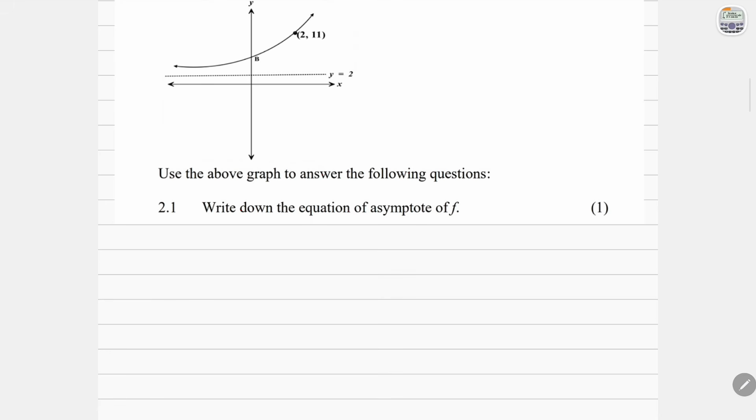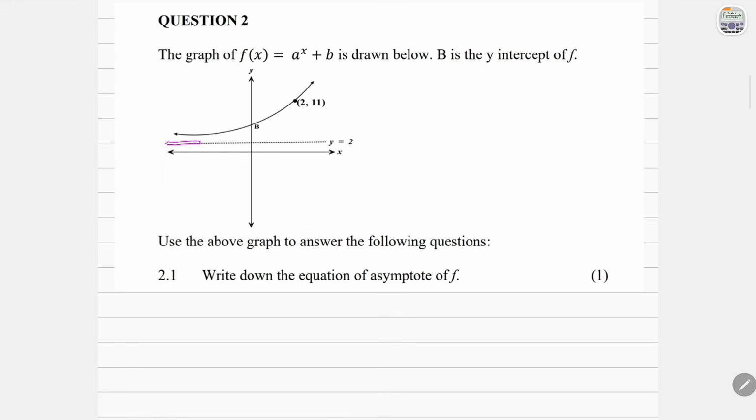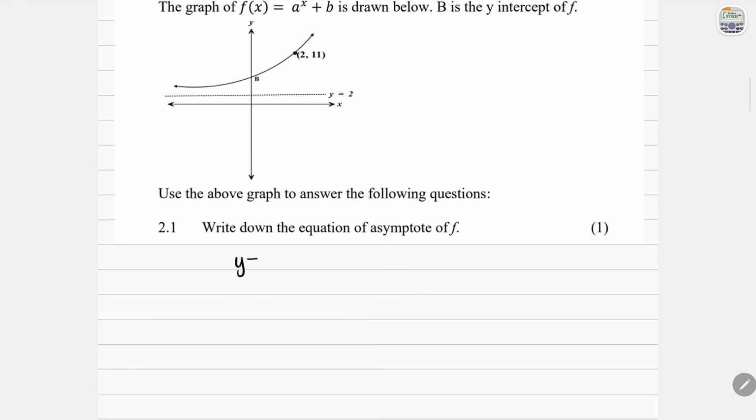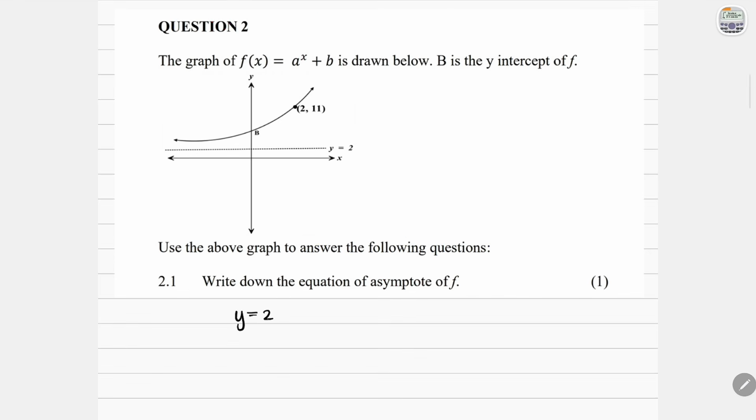Question 2.1 says, write down the equation of the asymptote of f. Do you see how they already give you the asymptote? Okay, we have a horizontal asymptote, and the equation is y is equal to 2. So you're literally just copying off the graph. y is equal to 2 is our answer. Moving on to the next question.